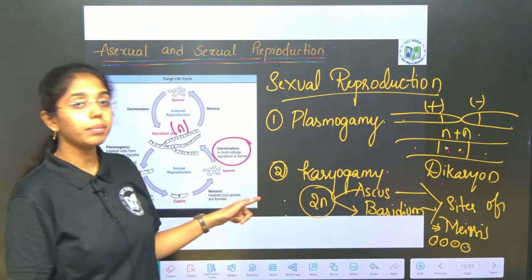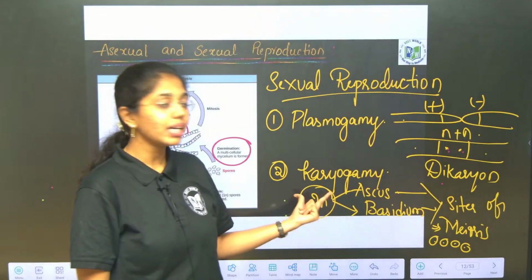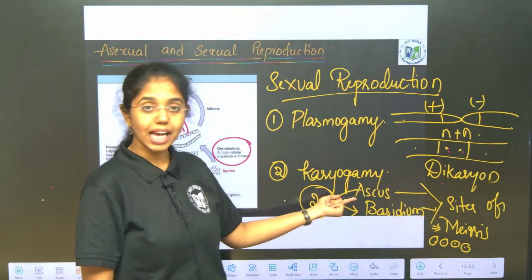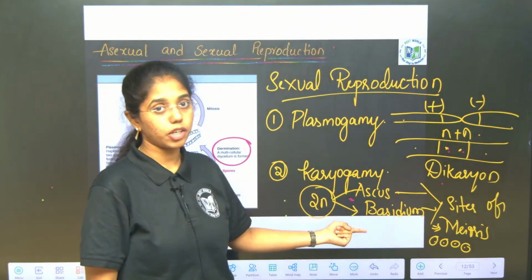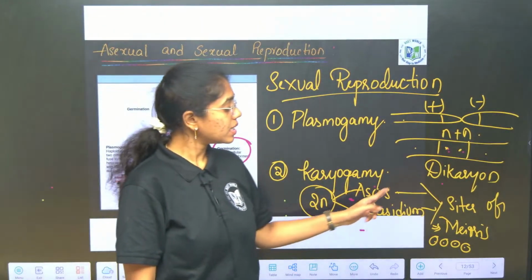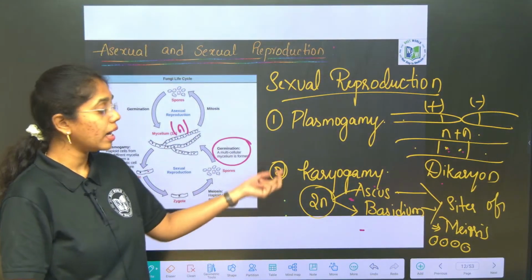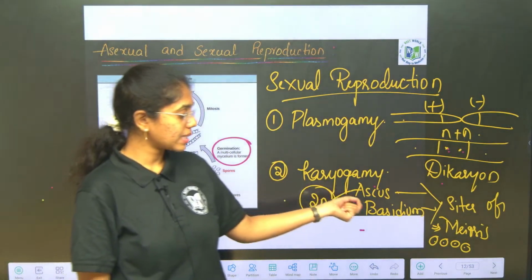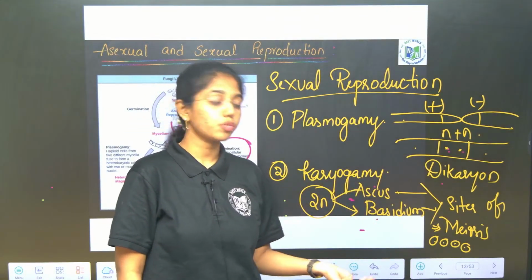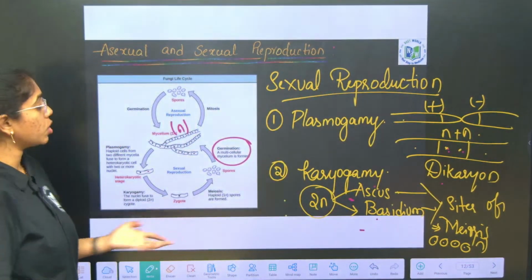After which karyogamy happens, that is nuclear fusion, and post karyogamy, this diploid cell, the zygote which is formed, we call it ascus in ascomycetes and basidium in basidiomycetes, and these are the sites of meiosis. In ascus, post meiosis, what are formed? Four ascospores are formed inside one cell in ascus, and basidium will result in four basidiospores. They are haploid. After meiosis, haploid ascospores and basidiospores are formed.